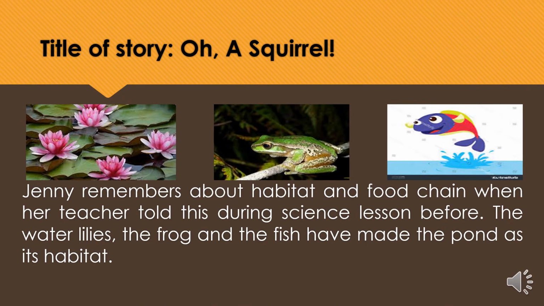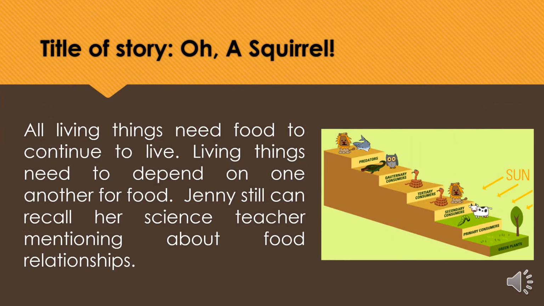Jenny remembers about habitat and food chain when her teacher told this during science lesson before. The water lilies, the frogs and the fish had made the pond as their habitat. All living things need food to continue to live. Living things need to depend on one another for food. Jenny still can recall her science teacher mentioning about food relationship.